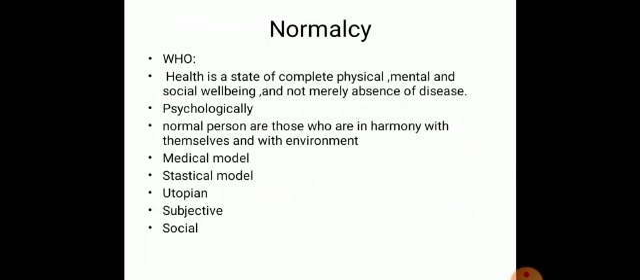The statistical model considers more about the numbers. So among 100 people, if 80 people are behaving in this pattern in the given situation, then those 80 individuals are considered to be normal. The 20 people who are not behaving in a similar way to the 80 people will be considered abnormal. So it is more regarding the number rather than the way they behave.